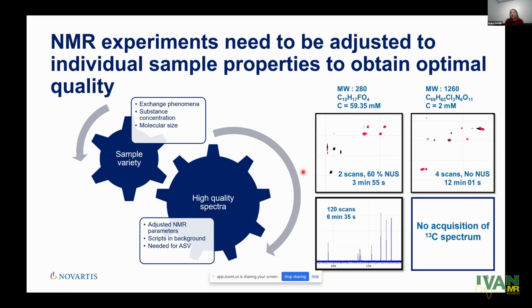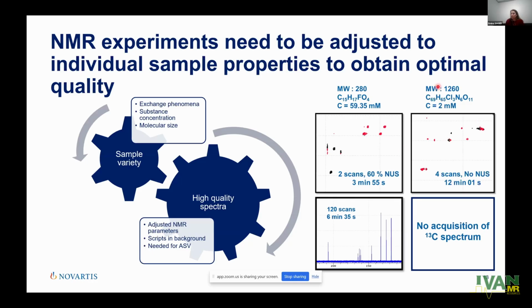Now, here I show you an example of an HSQC. This is a very small molecule, concentration very high, approximately 60 millimolar. With 2 scans, 60% of NUS, in 3 minutes, I have this HSQC. And in this case, ACD is able to pick every peak very easily. So you can extract the proton and carbon chemical shifts nicely.